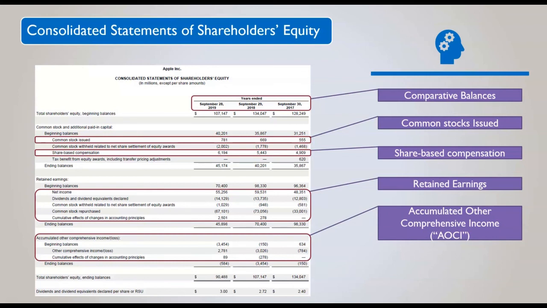In this next section of the statement, we see accumulated other comprehensive income, or AOCI. This includes the cumulative other comprehensive income or loss for the company. This includes the parts that are not part of net income, and instead it is presented on the statements of comprehensive income, such as changes in the foreign currency translation, changes in the fair value of marketable securities, and changes in the value of the derivatives.